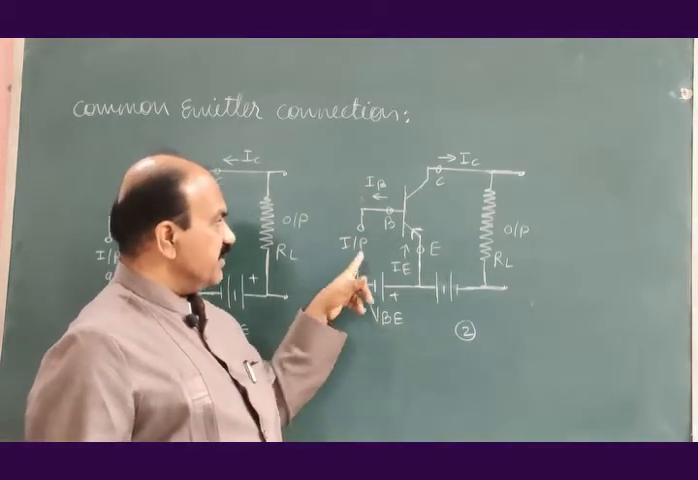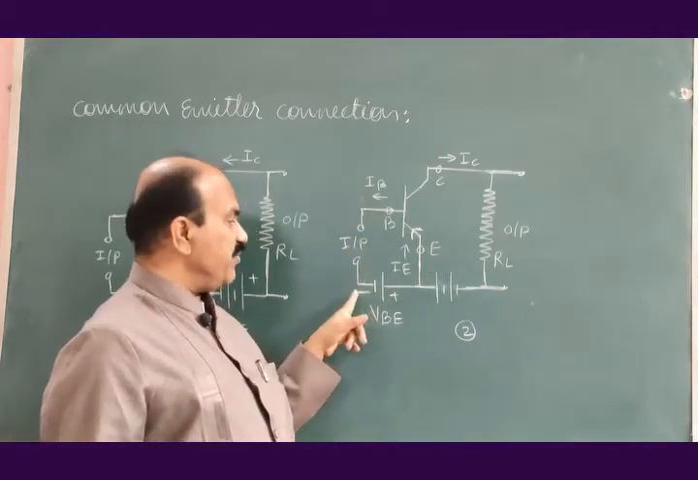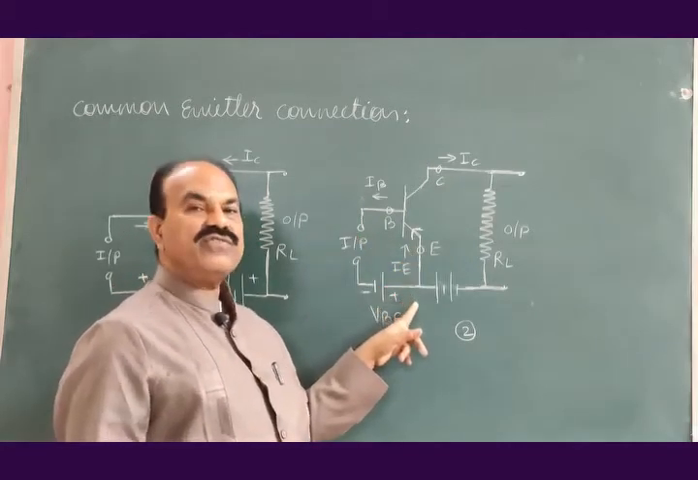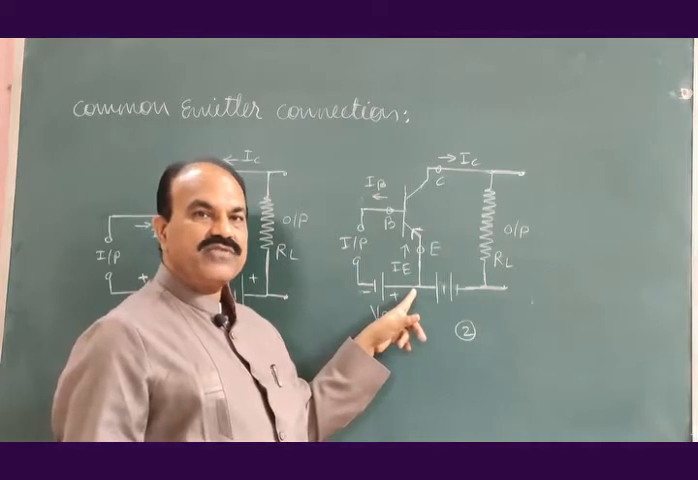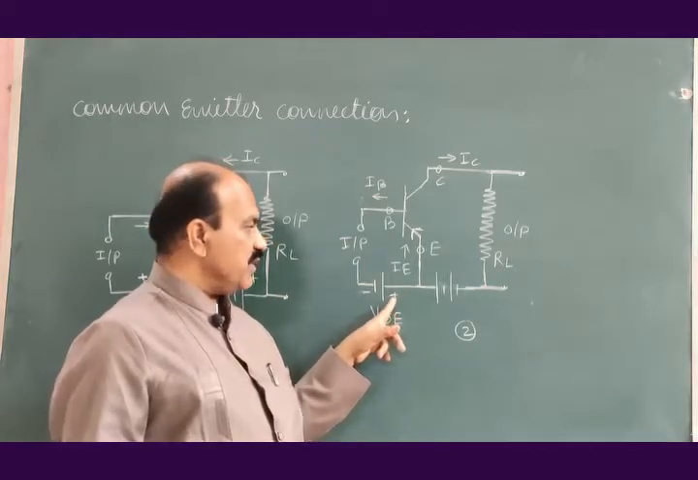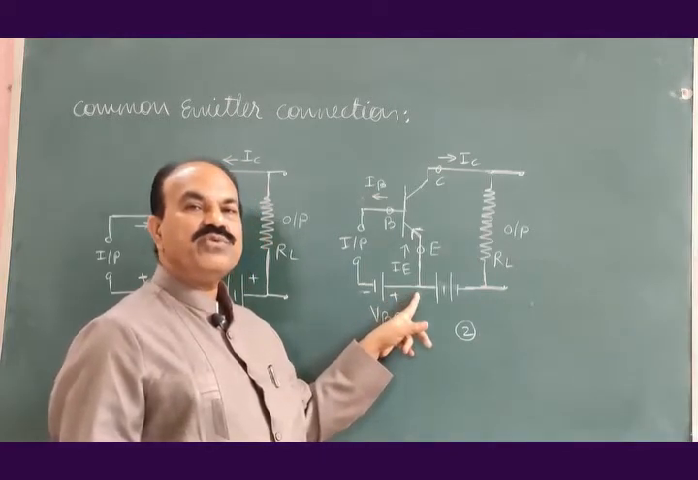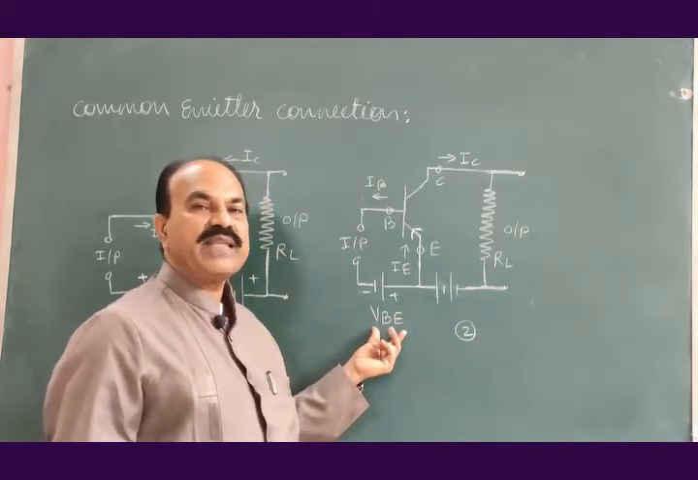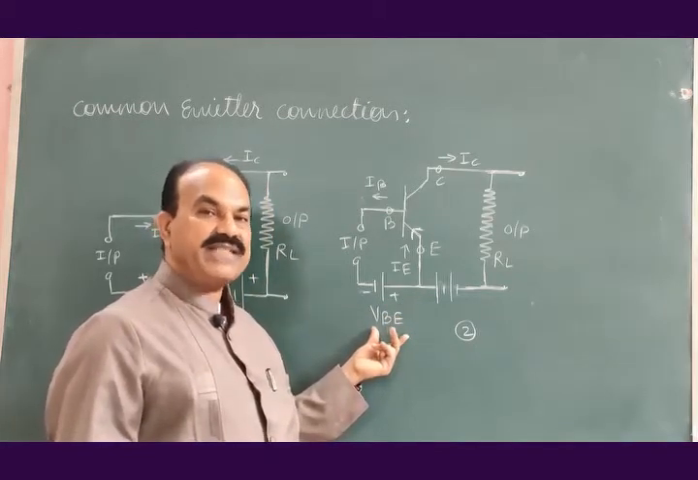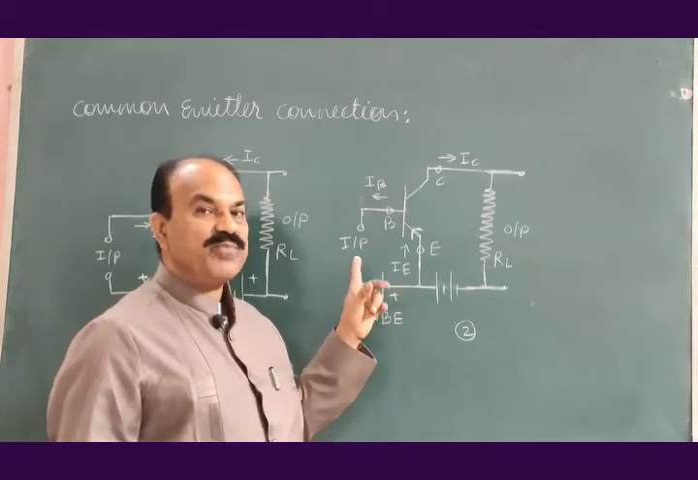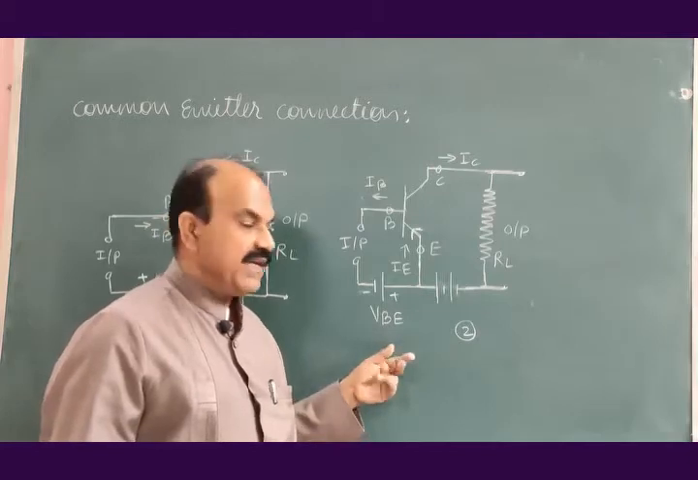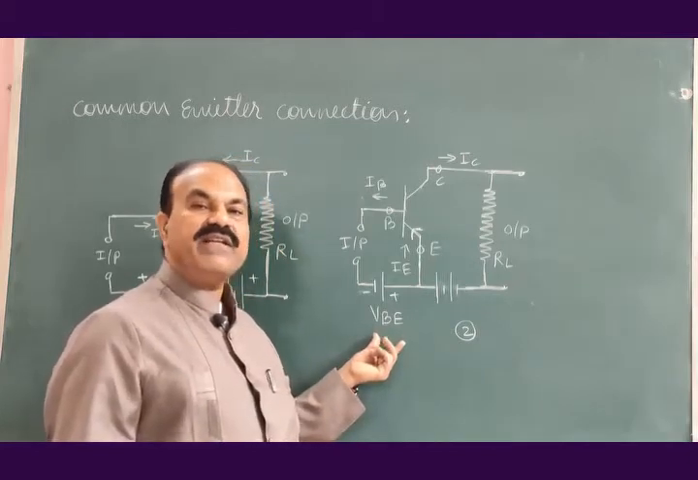In the PNP transistor, the base is of N type, so negative potential is given to the base. The emitter is of P type, so positive potential is given to the emitter by the battery VBE. So VBE forward biases the base emitter junction of this PNP transistor in common emitter connection. It provides voltage between base and emitter.